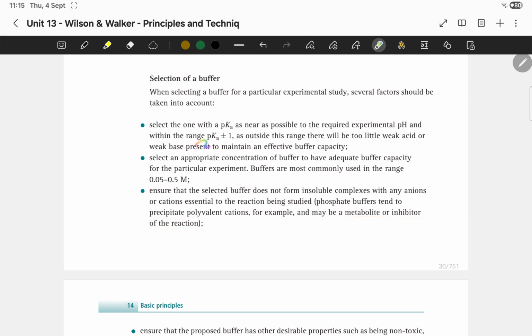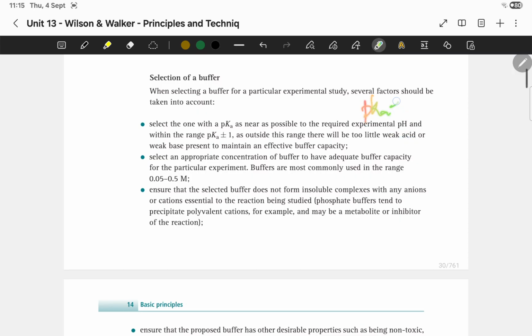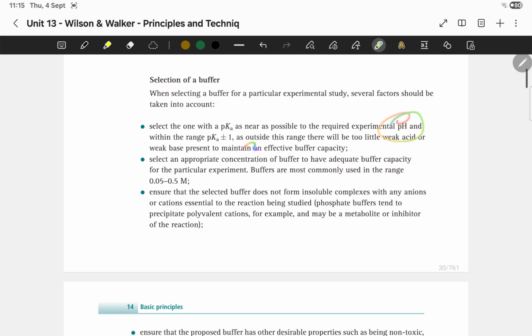So once more, we have to select a pKa as near as possible to the experimental pH we have. The pKa can be plus or minus 1 from the experimental pH. Outside this range, the buffer will be too weak, too little of the weak acid or base to represent and maintain it.